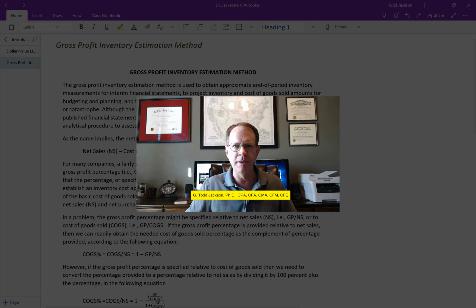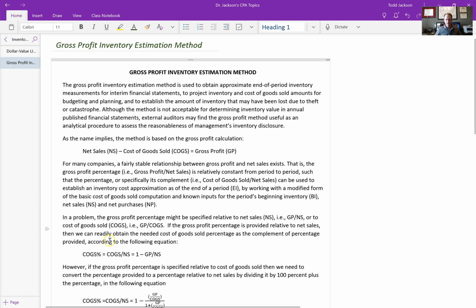Today we will be covering the gross profit inventory estimation method. This is a method that's used to obtain approximate year-end inventory values in various situations, such as when a company desires to prepare interim financial statements without taking a physical inventory. This method can be used in budgeting and planning purposes to project inventory values as of a particular date and the corresponding cost of goods sold values.